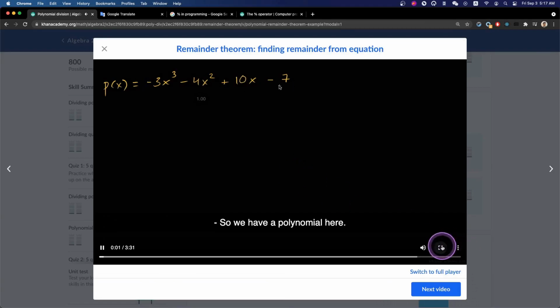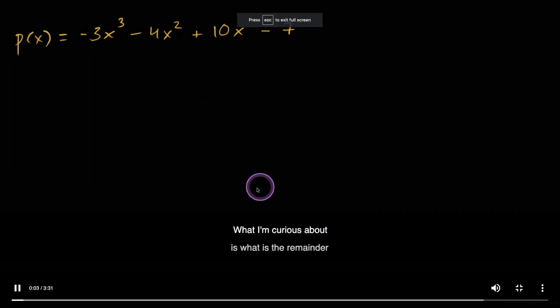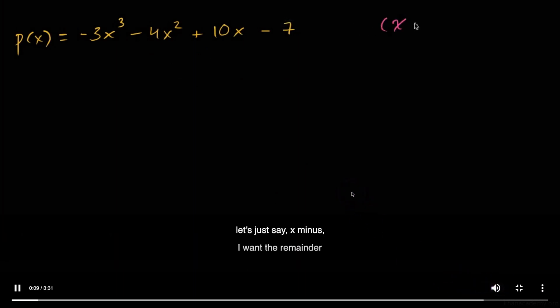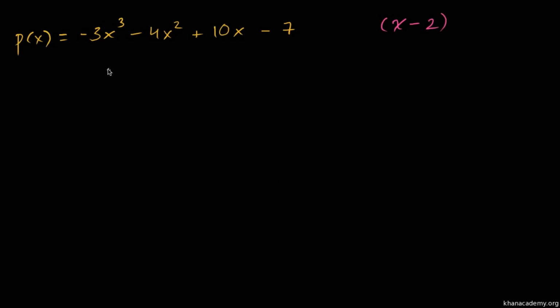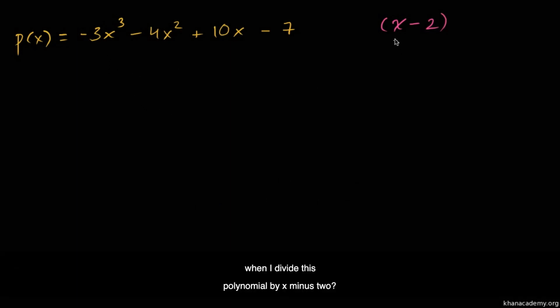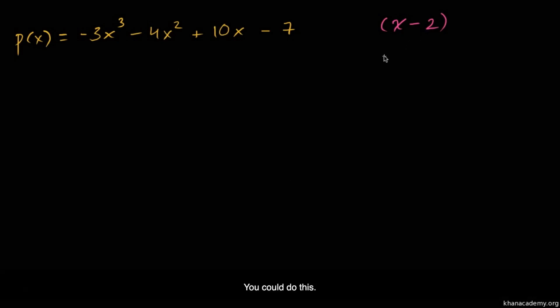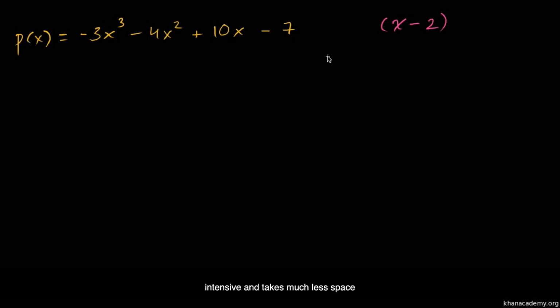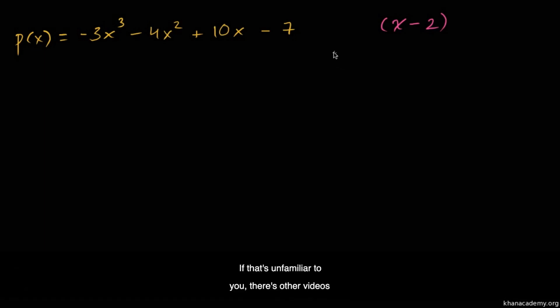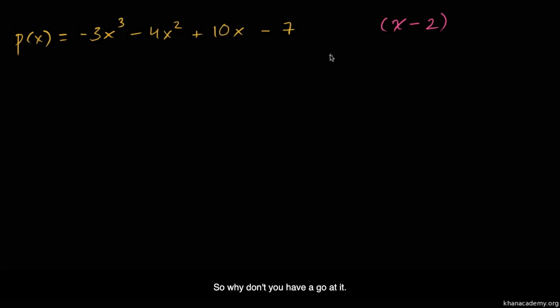So we have a polynomial here, and what I'm curious about is the remainder if I were to divide this polynomial by x minus 2. You could figure this out with algebraic long division, but I'll give you a hint. It is much simpler, much less computationally intensive, and takes much less space on your paper if you use the polynomial remainder theorem. If that's unfamiliar to you, there are other videos that cover it. So why don't you have a go at it?